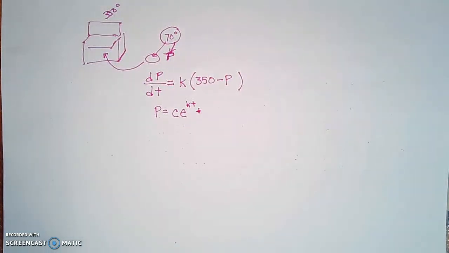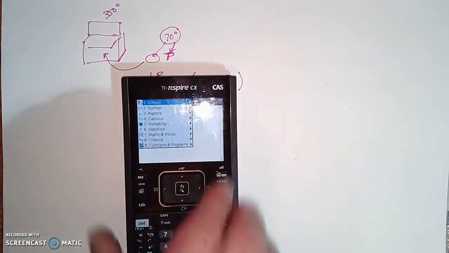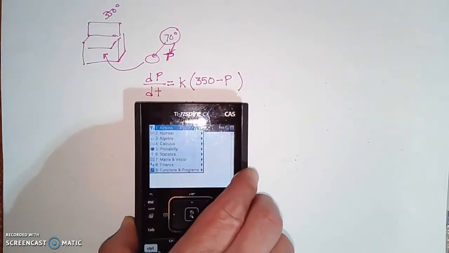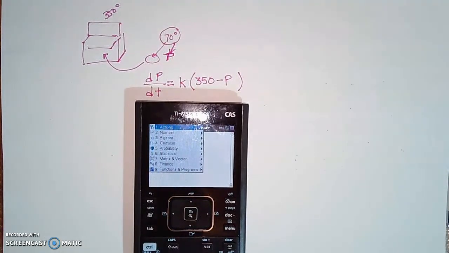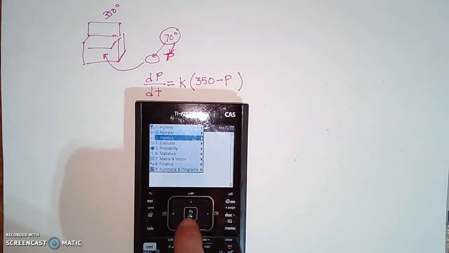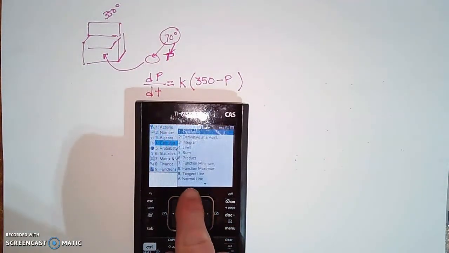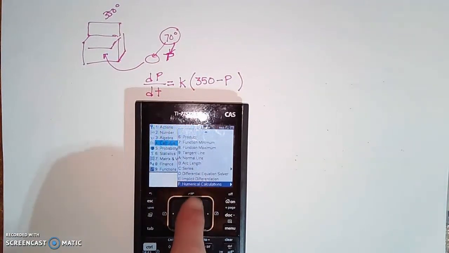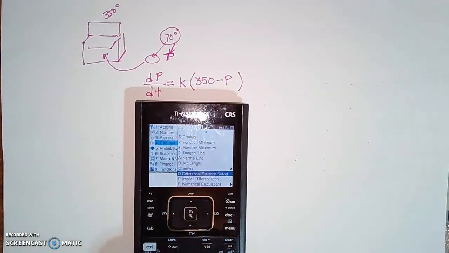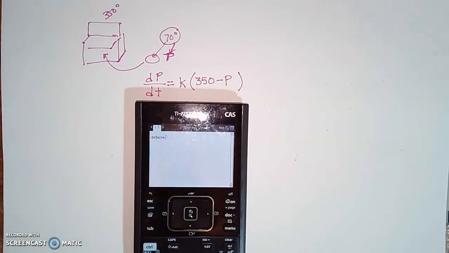The best part is we have our calculator to help us solve this. Built into our calculator is a differential equation solver. It's pretty straightforward. We use it every time on the test. If we go down to calculus, all the way at the bottom is differential equation solver. The only thing I have to remember is I can't put in dP over dt. I have to put it in with its basic symbol, which is P prime.